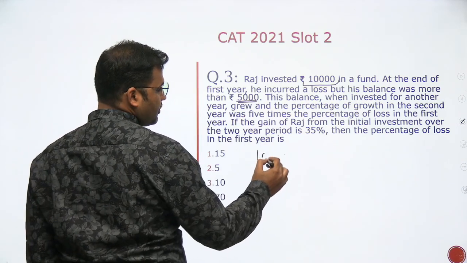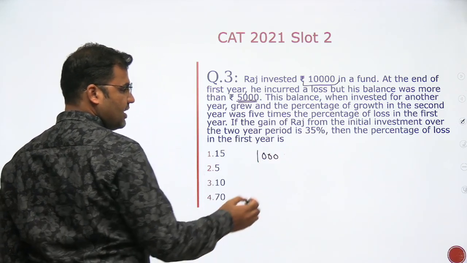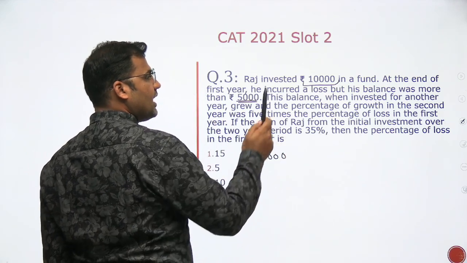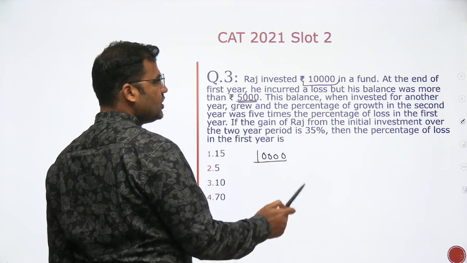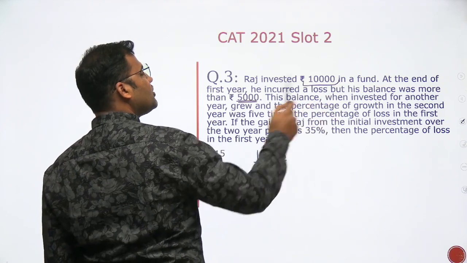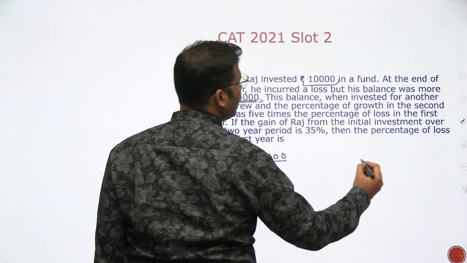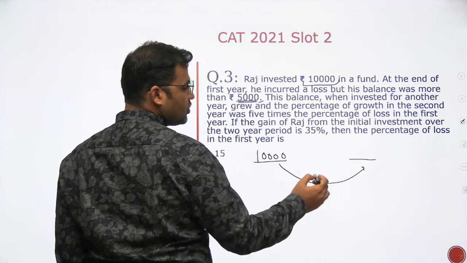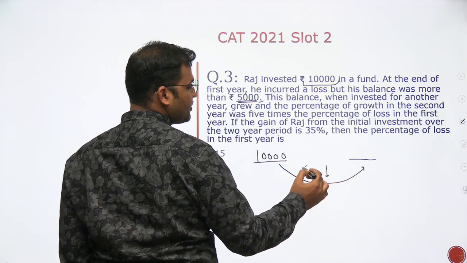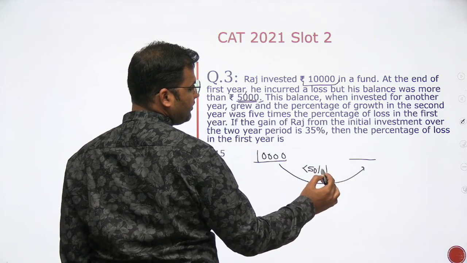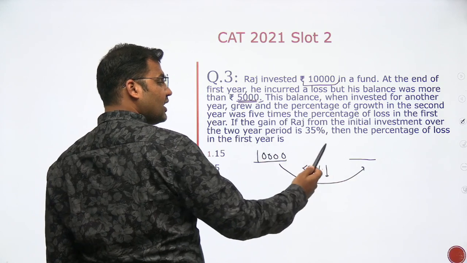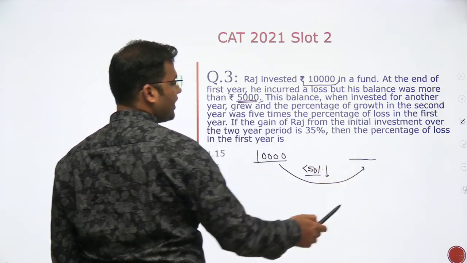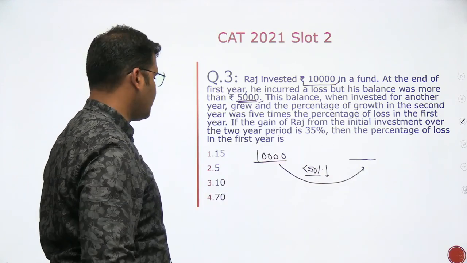Okay, so he deposited 10,000 rupees in the fund. After the first year, he had a loss. That means his investment must have decreased. But his balance was more than 5,000. The final balance that remained is more than 5,000. So if it is more than 5,000, the decrement must be less than 50%, because if the loss is more than 50%, the balance would become less than 5,000. So the loss was less than 50%.